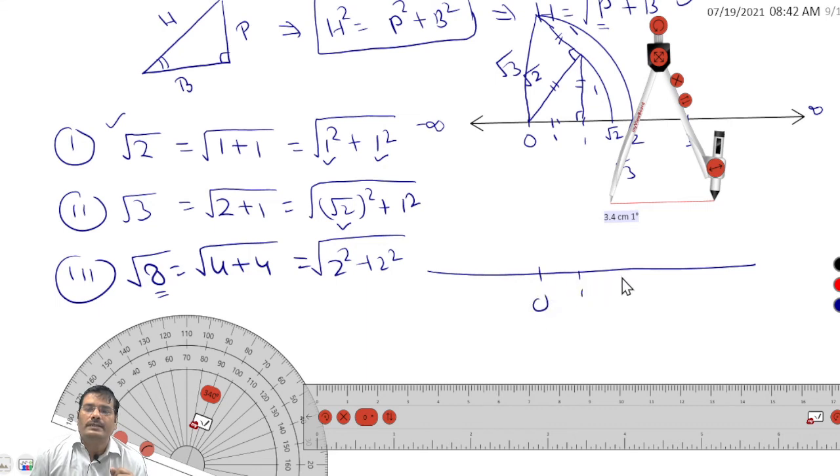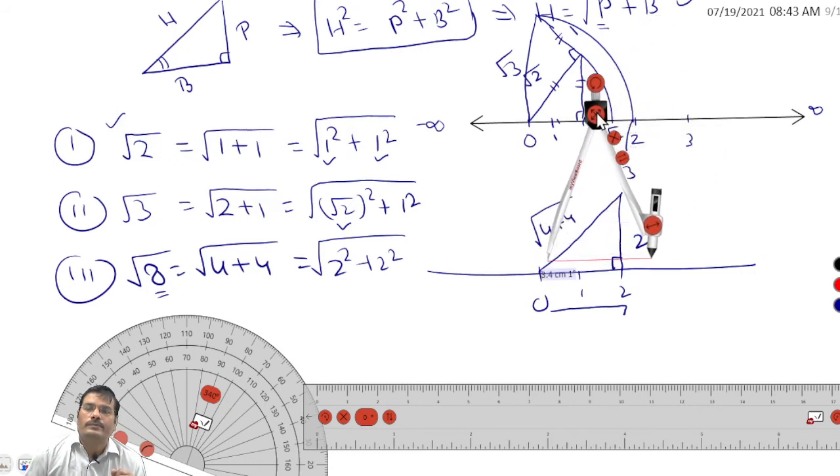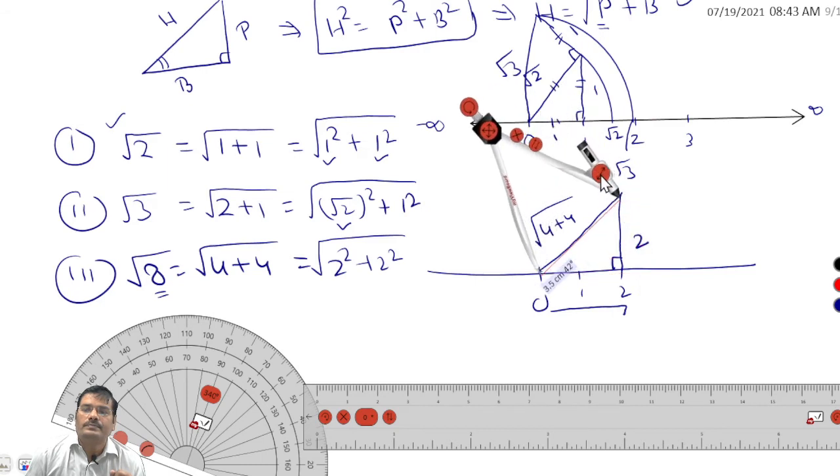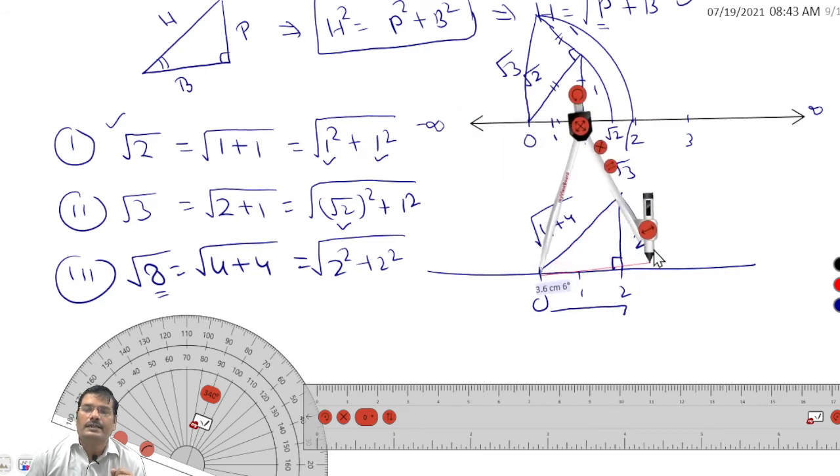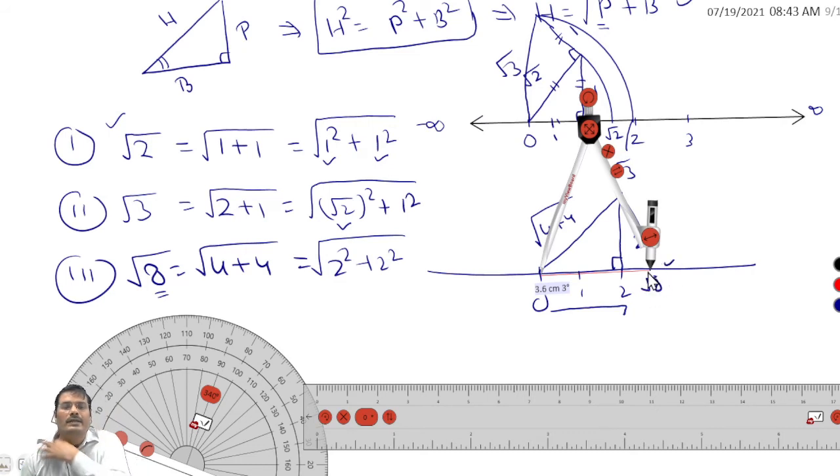this is 1, it is 2. So first of all, draw base 2 units and then perpendicular 2 units, join them, it is root of 4 plus 4. Now keep your compass here, fill this distance and cut an arc. So this one is root 8. So you can plot any irrational number on the number line with the help of Pythagoras theorem. Okay.